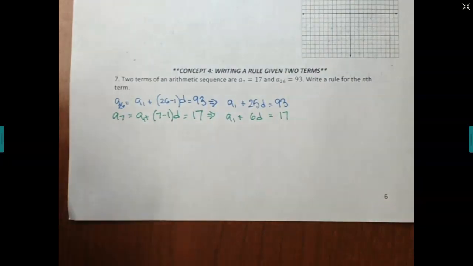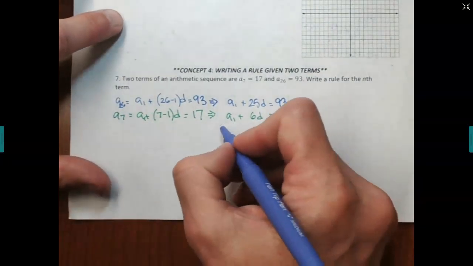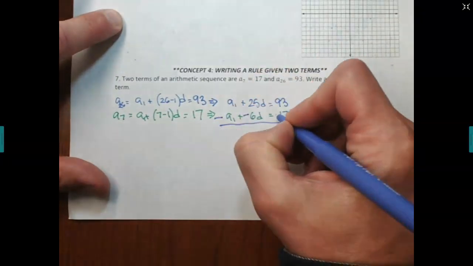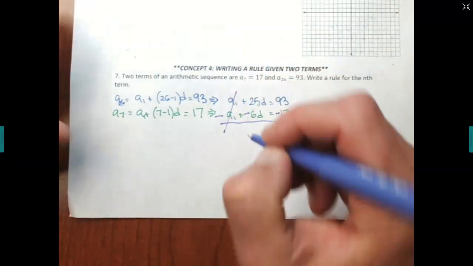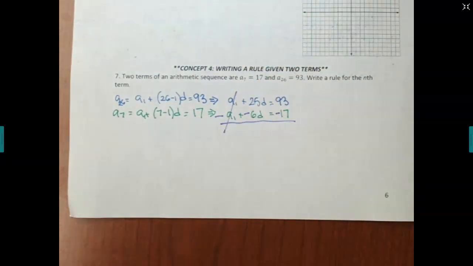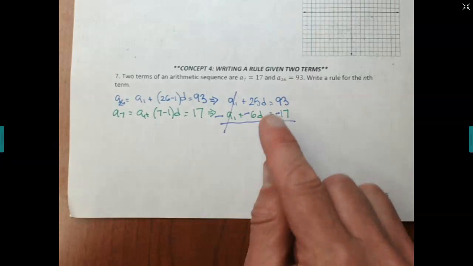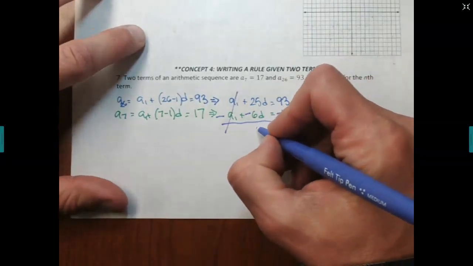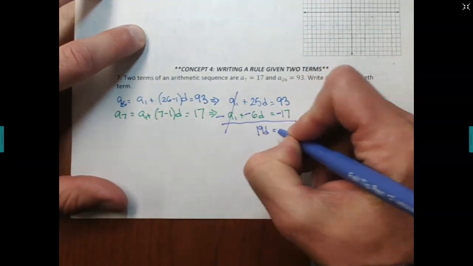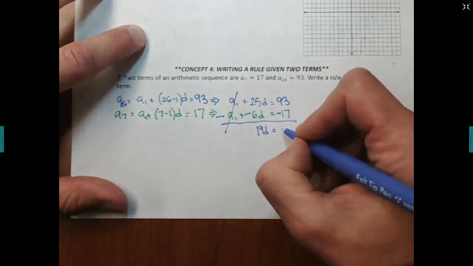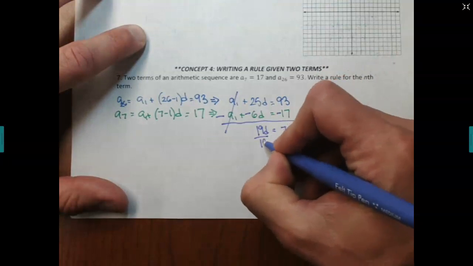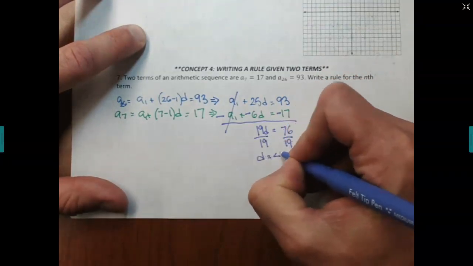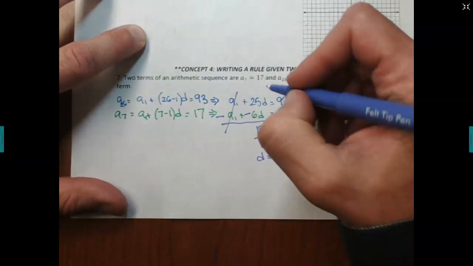Now I have something that looks more like a system of equations. And if I eliminate by subtracting, I subtract all my terms, change all your signs to the opposite, and then a sub 1 cancels out, right? And now I just have d all by itself. So 25d minus 6d is 19d. And 93 minus 17 is 76. Divide both sides by 19. And d is equal to 4. And there's my first unknown I solved for.